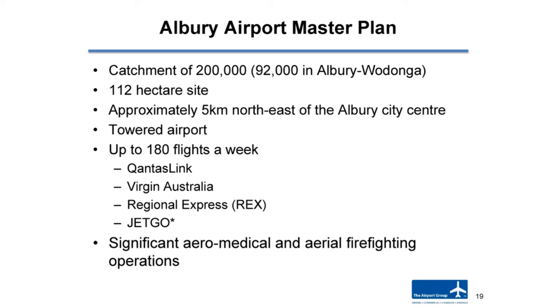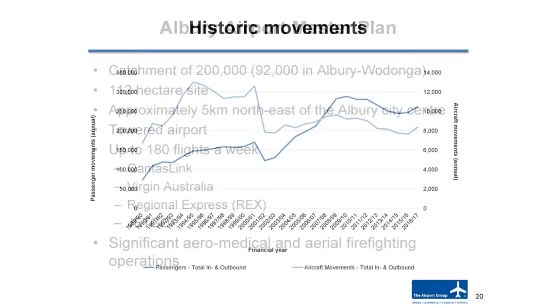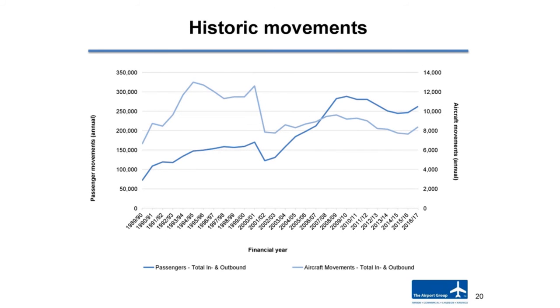112 hectare site. It's a towered airport, and at the time that we did the master plan, it had up to 180 flights a week. So you can see the airlines there. Obviously, Jetco isn't around anymore, but they were at the time. And there's also significant aeromedical and aerial firefighting operations which happen out of Albury Airport. Just a quick snapshot here of the historic movements at the airport and the historic passenger and aircraft movements.